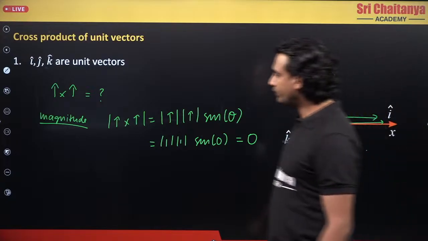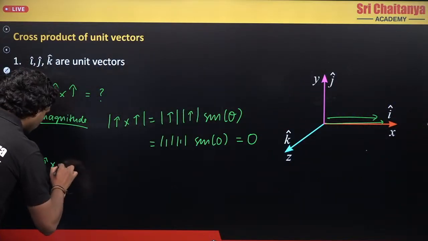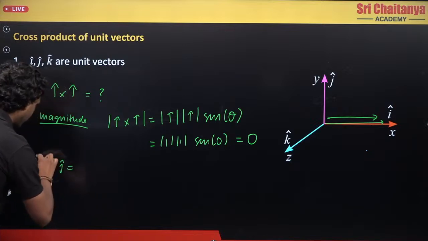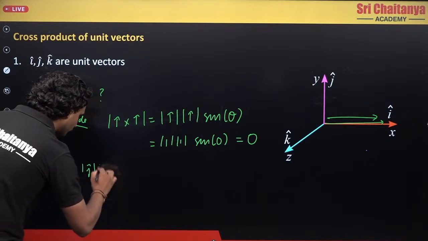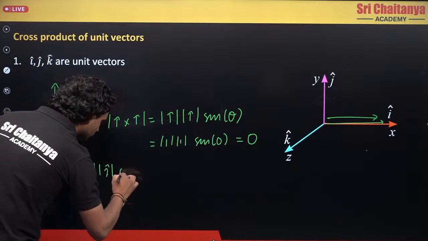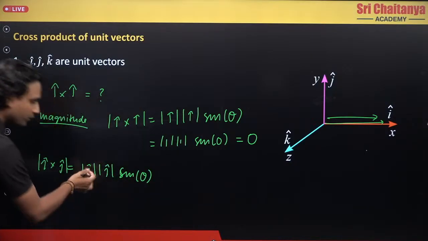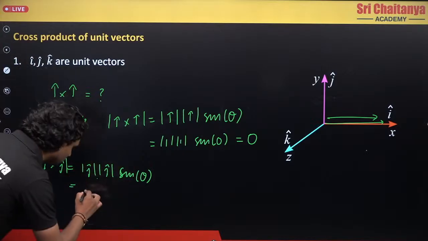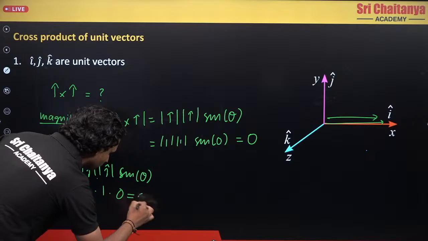Correct? Similarly, if you find j cross j, what do you get? Magnitude of j cross j will be mod j into sine theta. The magnitude of j is 1, into sine 0. So this will give me 0.